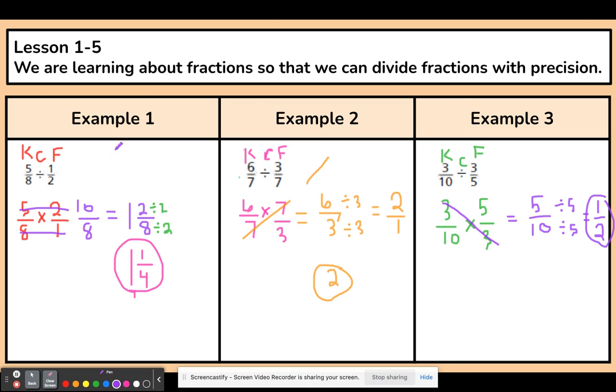So to recap, when you want to divide a fraction by a fraction, you can't. You have to change the problem into multiplication by keeping the first fraction, changing it to multiplication, and flipping the second fraction to its reciprocal. Bada bing, bada bang, bada boom.